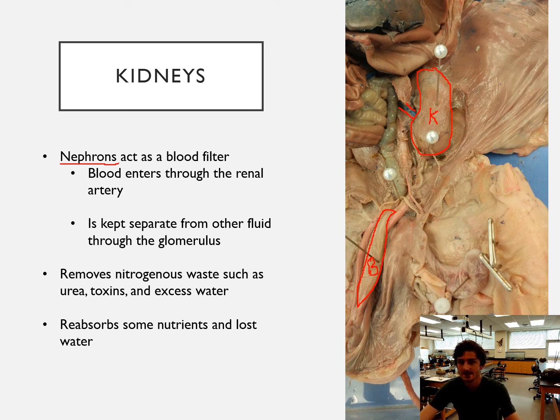Once waste is produced in the form of urine, it passes through a ureter, which is this tube right here. That goes to the bladder, and then the bladder stores it until the body can relieve itself. So yeah, that's the kidney.